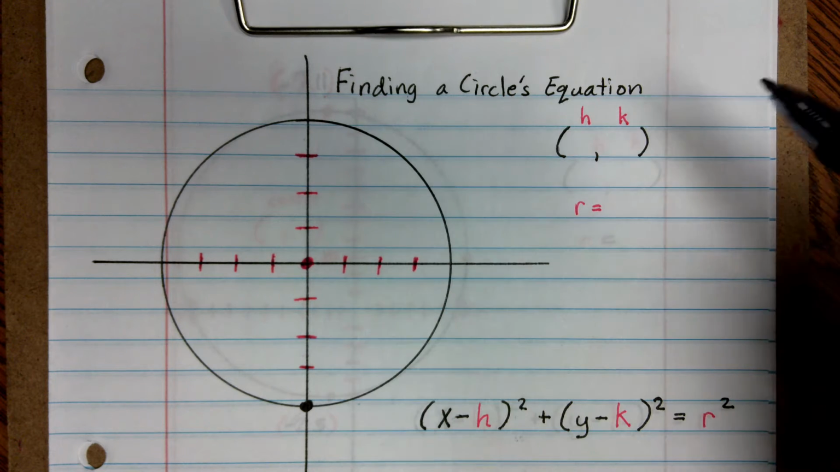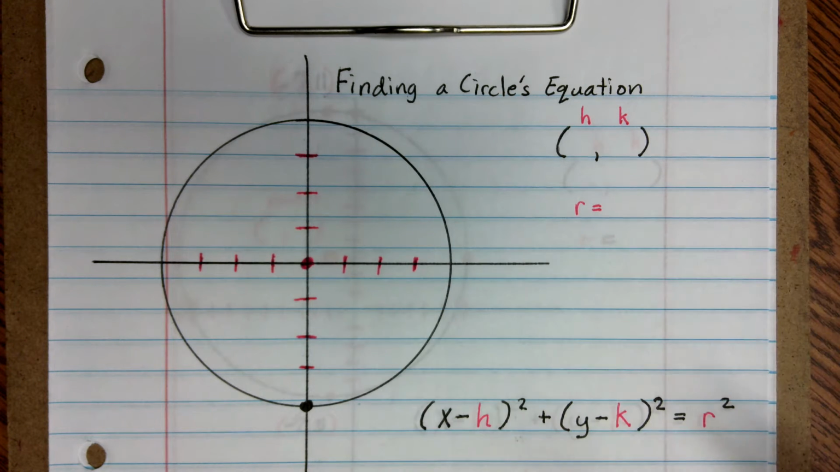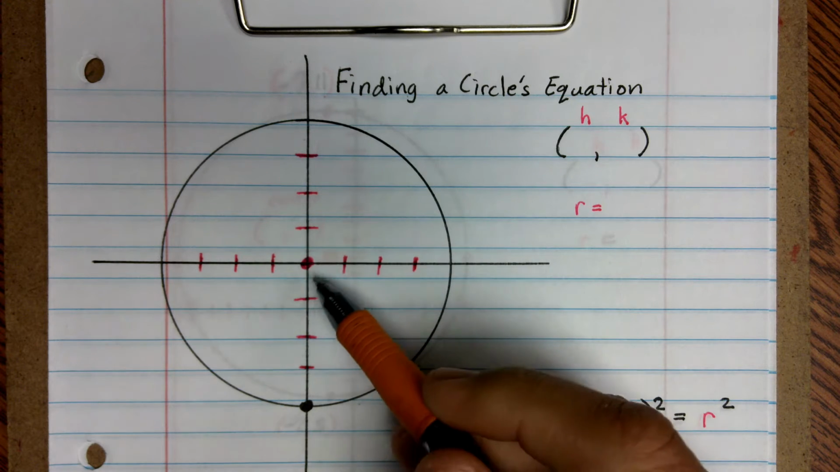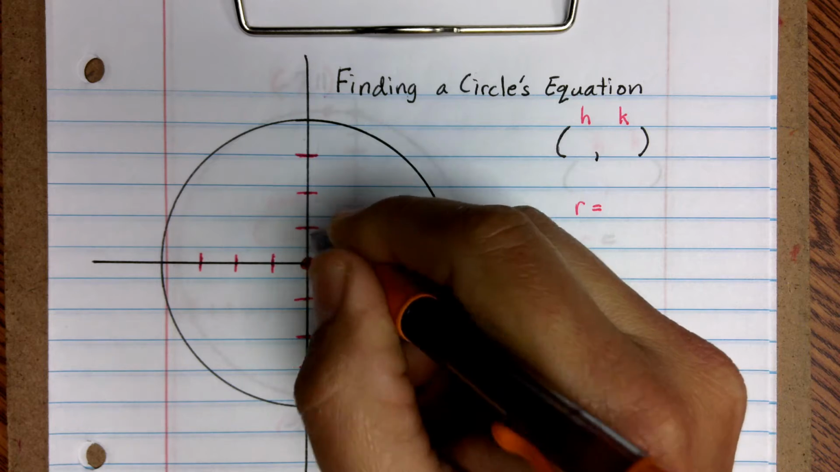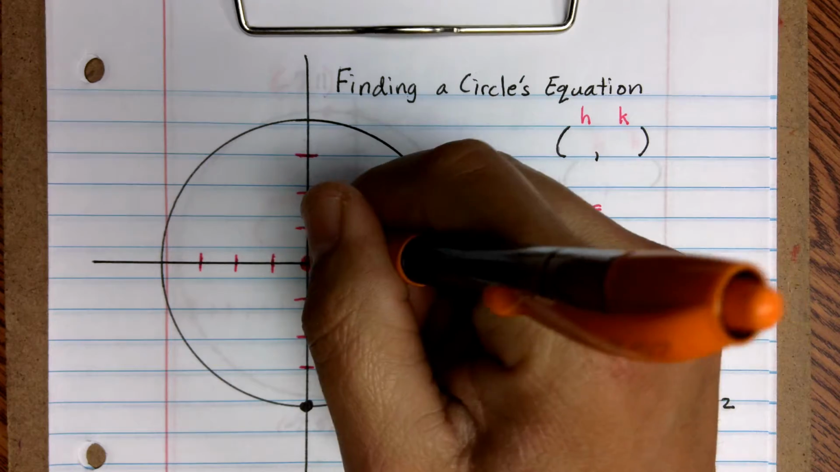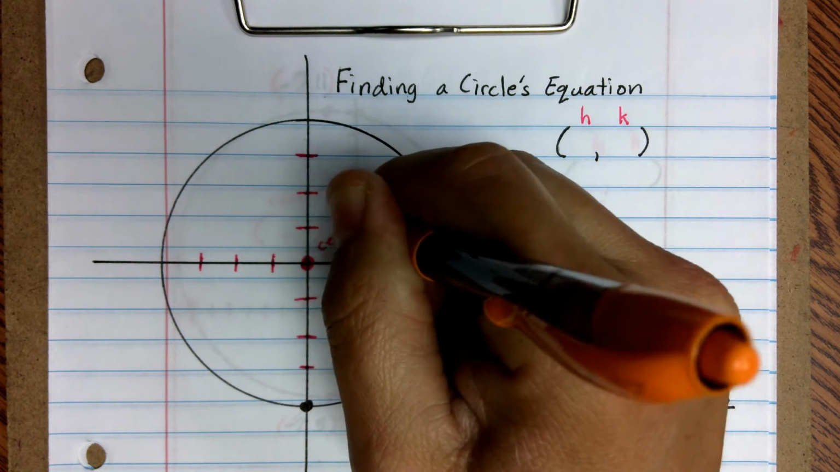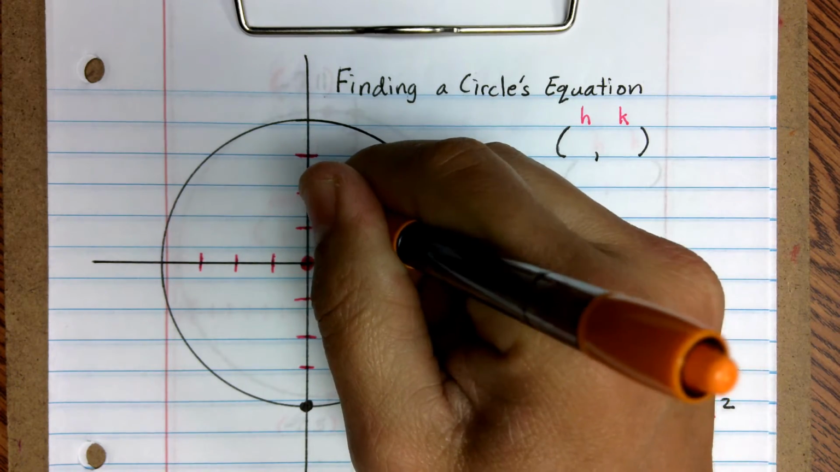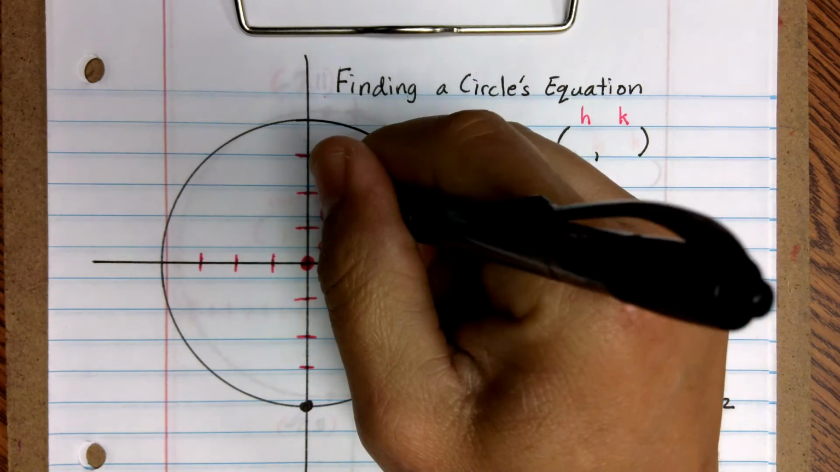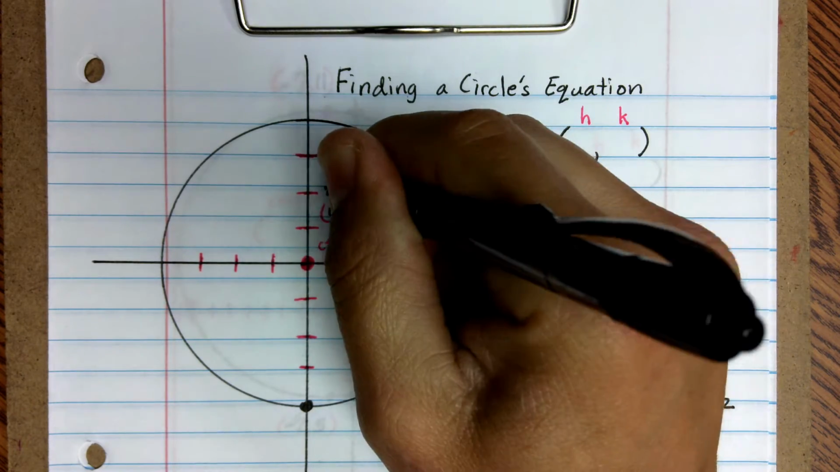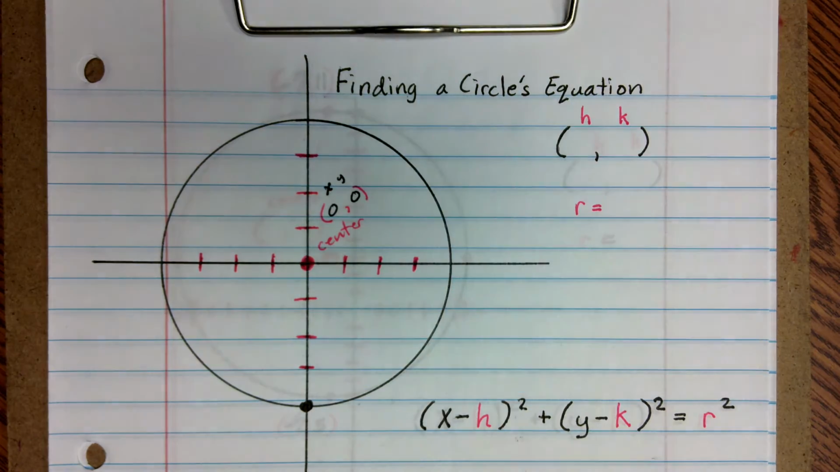In this video, we're going to look at how we can find a circle's equation when given an image of a circle on a coordinate plane. For instance, the first thing we want to do is find the center of the circle. In this case, the center of the circle is right here at origin. So I'm going to write center, and I'm going to give the ordered pair for its location, which at origin, your x value is 0 and your y value is 0.